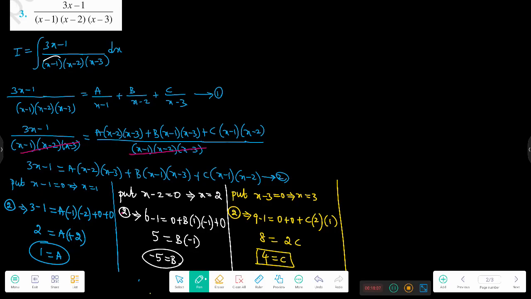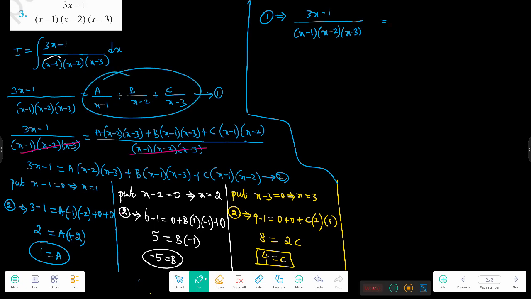Take all the A, B, C values and substitute them in equation number 1, then you will get the required result. I hope you understand whatever we have done. So from 1, it implies 3x minus 1 divided by x minus 1, x minus 2 and x minus 3, which is equal to, here what do we have?